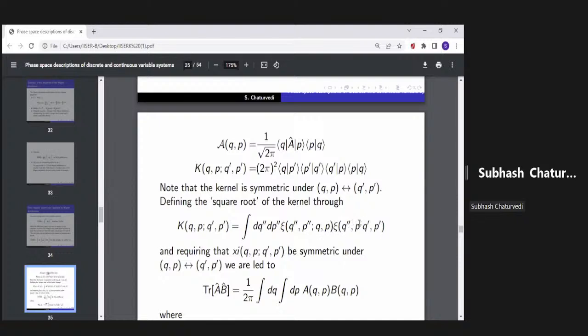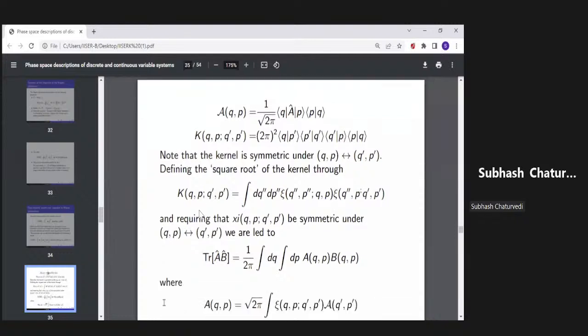This should be P double prime, sorry, P double prime semicolon. I will make those corrections, which is also symmetric in its two arguments, that is QP going to Q prime P prime. So we look for a symmetric square root of this kernel K(QP). Indeed, this can be done, and details may be found in our paper.